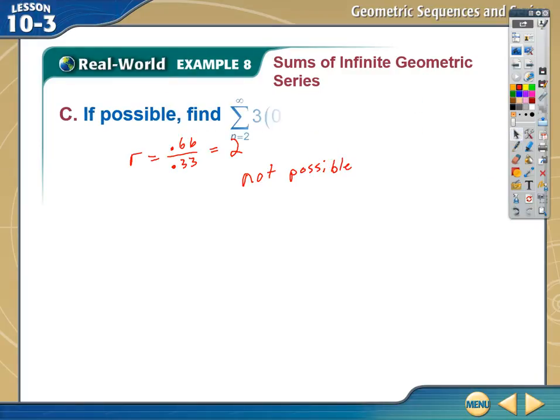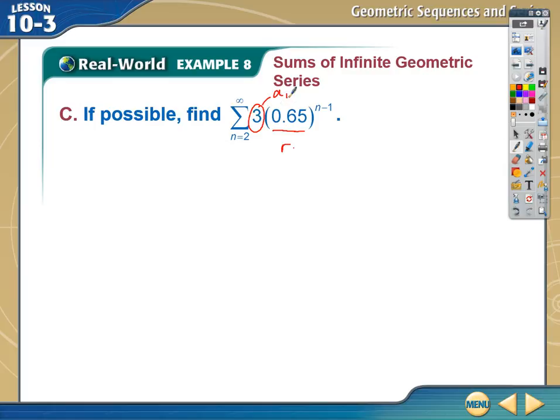Okay, last example. It says, if possible, find the sum of this one. So what's different about this one? Take a look. First off, can I identify my ratio? Yes. It's right here. That's my ratio, R. And you may be thinking to yourself, hey, I got this. This is not a problem. There's my ratio. And this right here, what's this one? That's my first term.